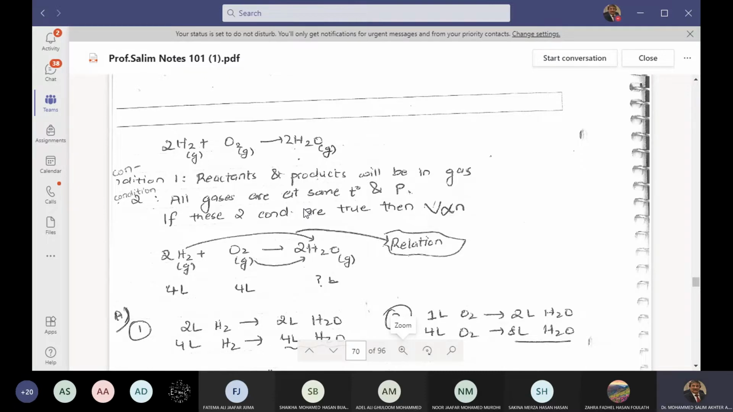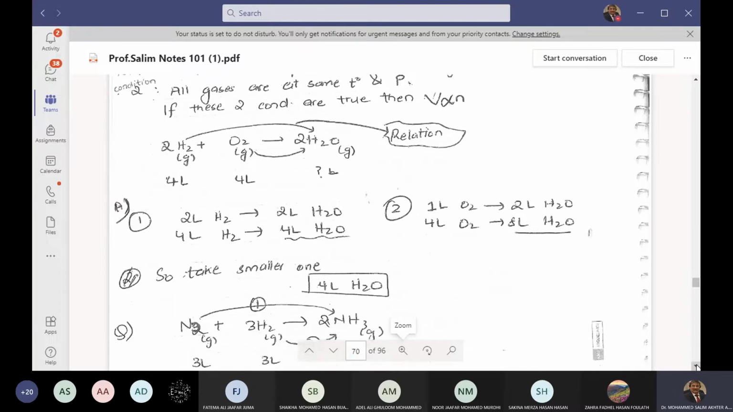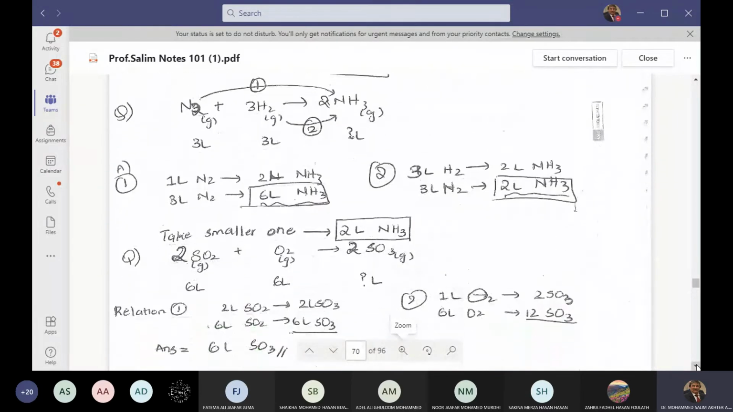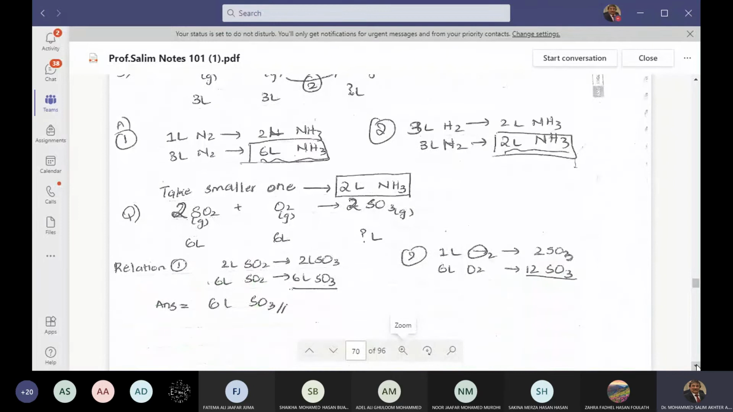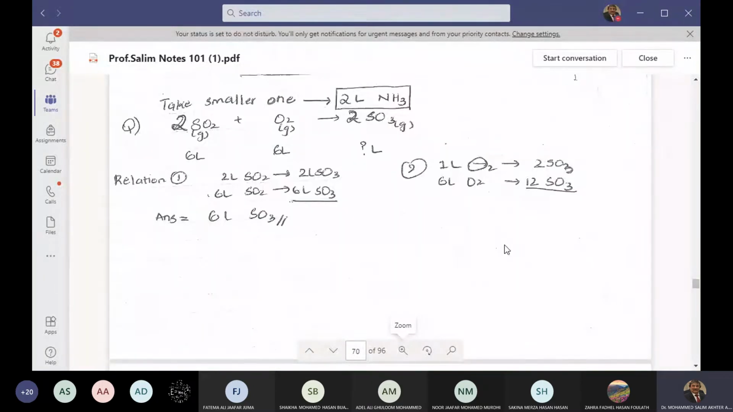Then instead of using number of moles, I can also use liter. Volume is proportional to N, number of moles. Volume is proportional to N. And then I solve three examples related to this. Again, you will use chapter 3. In chapter 3, we learned the two relationships.